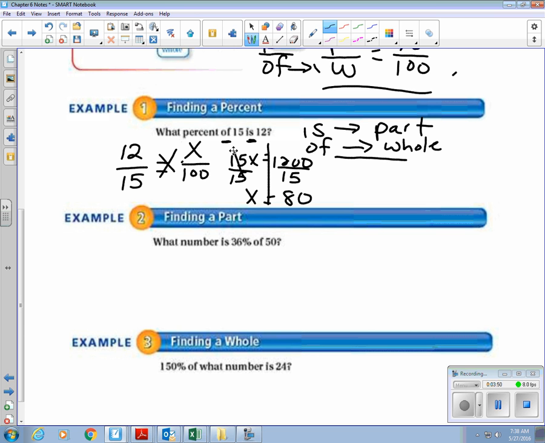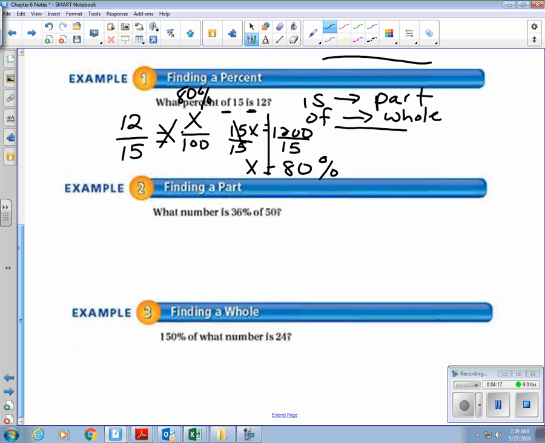So what does this 80 mean? Well, it said what percent of 15 is 12. So this 80, what we were looking for is the percentage. So we want to make sure we put a percent there. So 80% of 15 is 12. We could replace what percent with 80% of 15 is 12. All right, 12 is not the whole amount, so it's only 80% of the whole amount. That's what that means when we're figuring that out. All right, so that was finding a percent. When they asked us to find a percent.